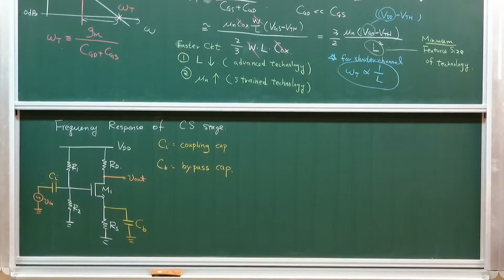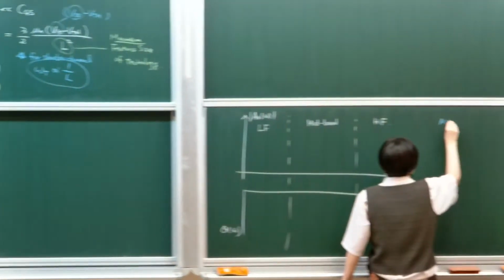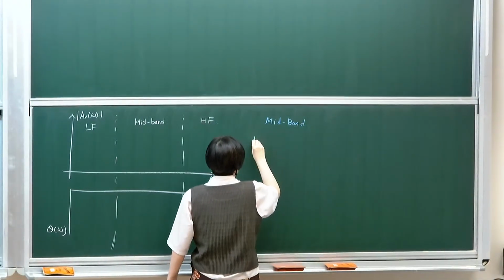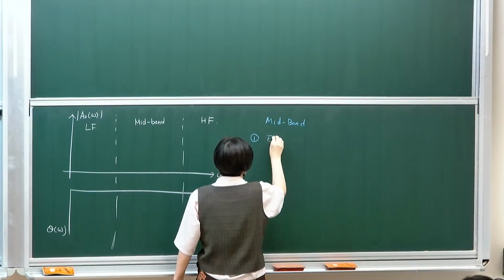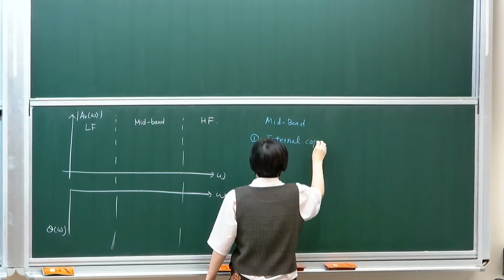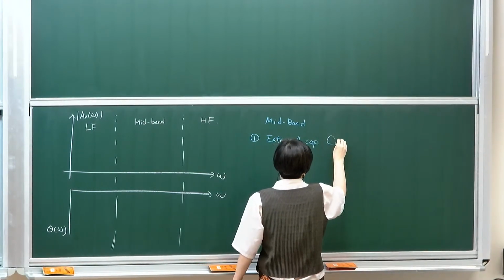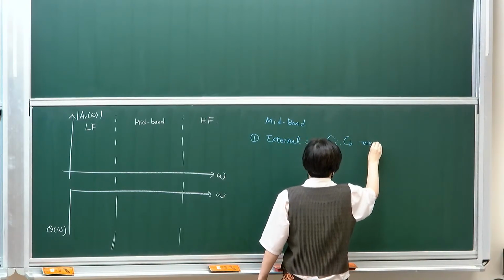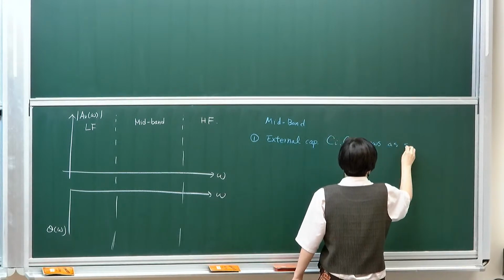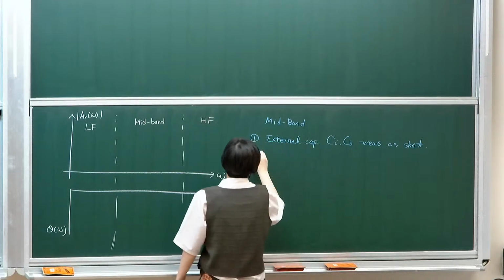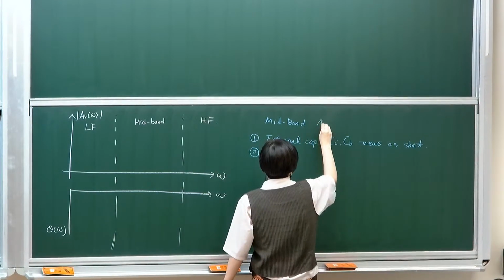Mid-band is when, write it on the right. For the mid-band assumption, external capacitance, whatever you added, meaning CI, CB, is viewed as short, because the frequency is high enough.